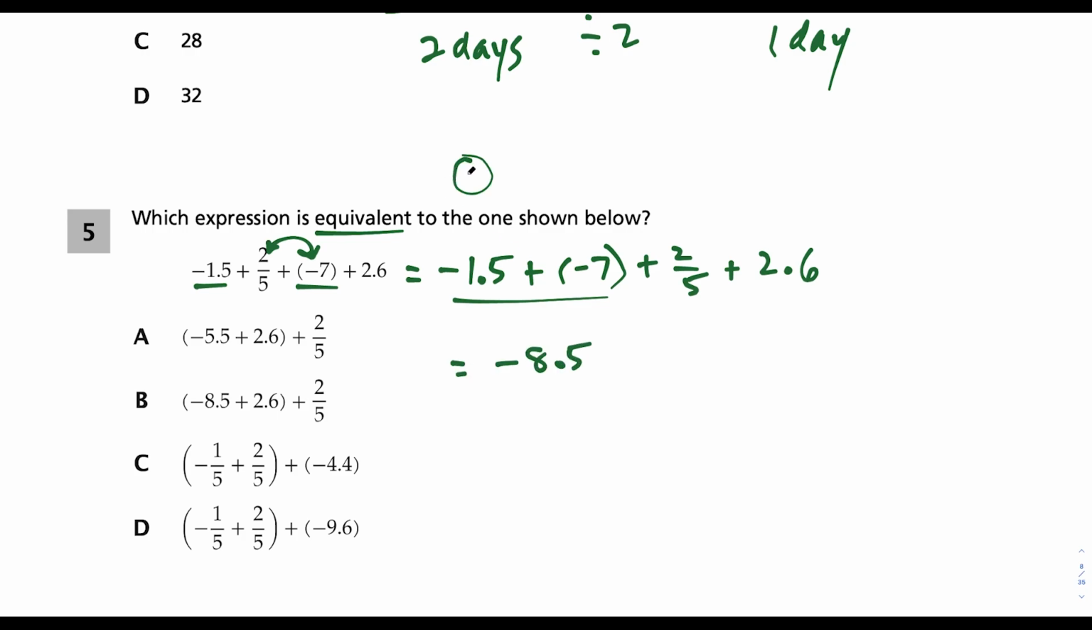Okay, in my head, what I'm essentially doing when I add those is, notice how they both have a negative. It's kind of like using the distributive property. I have negative, and then I just add 1.5 plus 7, and that's going to give me -8.5. That's where this is coming from.